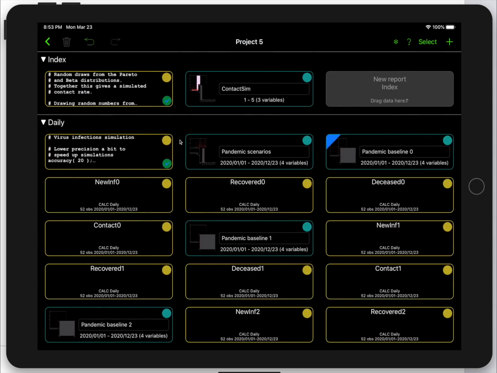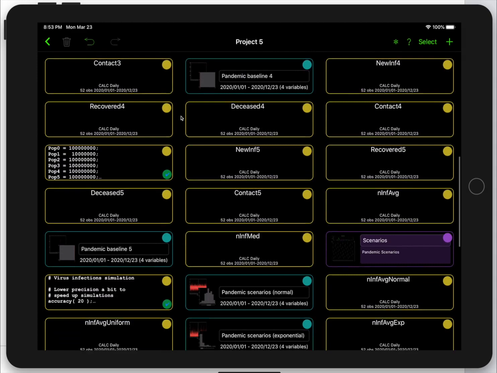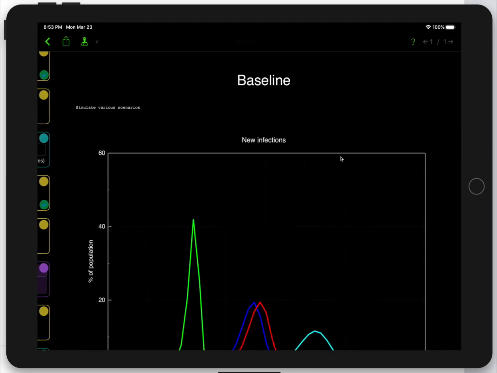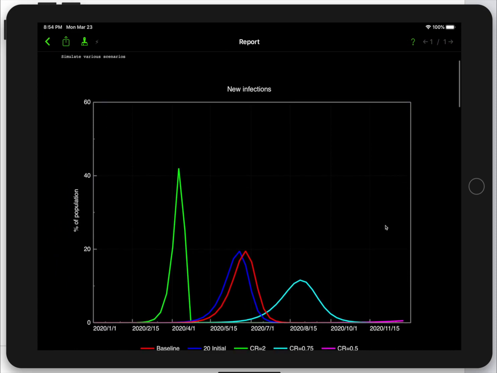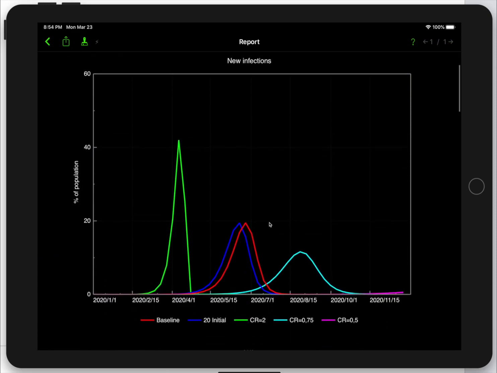Okay, so let's look at some alternatives. I've done a lot of simulations. Let me just find the right report. Okay, so here are some alternatives. So, for example, there you see the baseline we looked at just now. We had its peak, it's about 20% of the population.